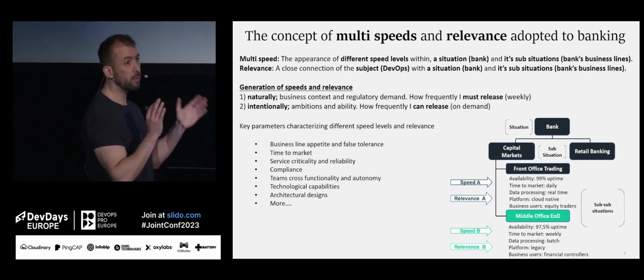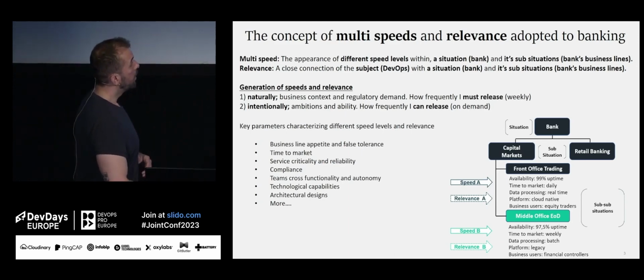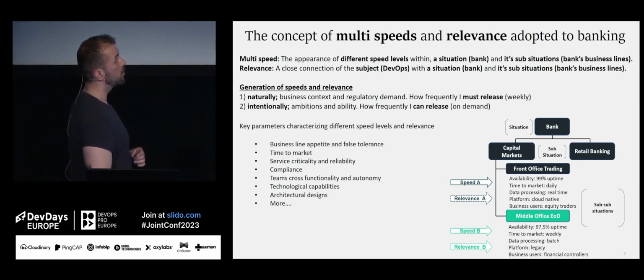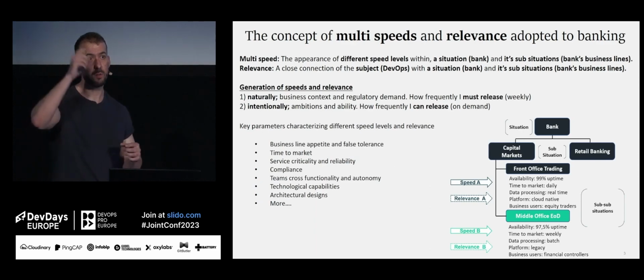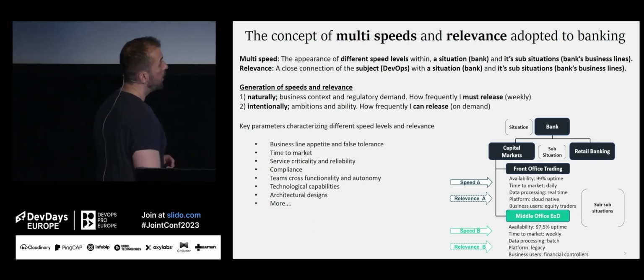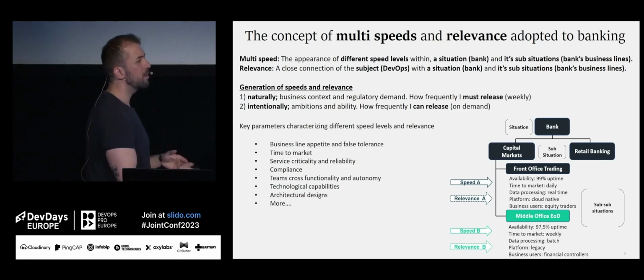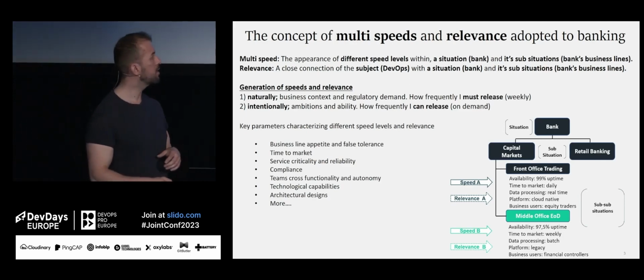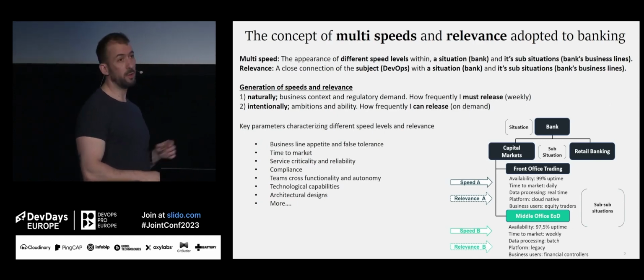Suppose now we have 2 different applications, right? The one in front office has 99% availability requirements. The time to market is daily, so you need to be able to release at the end of every day. The data processing is real time, so you get prices from the stock exchange, you make a deal capture, it flows directly down and is being reflected to your books. The platform is cloud native. That doesn't necessarily mean it runs in public cloud, but it runs under certain cloud native characteristics. And the business users are equity traders.